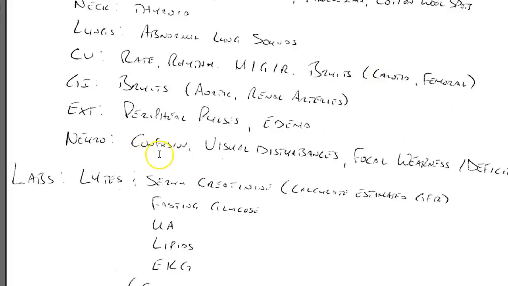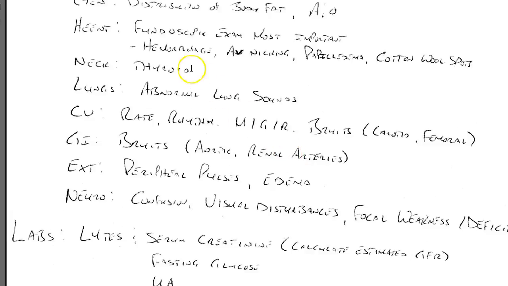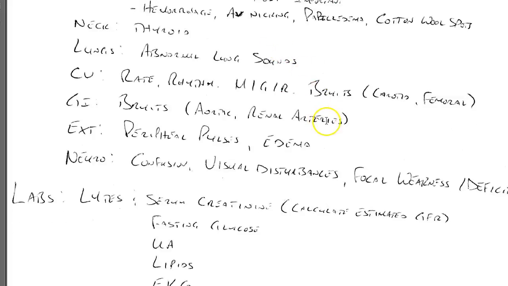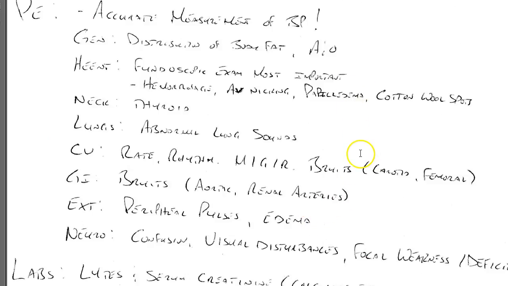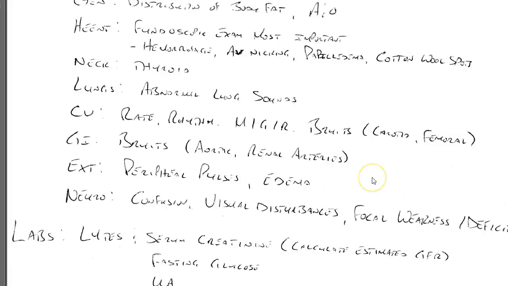And then for neuro, you're going to be assessing for confusion, any visual disturbances. That's why the fundoscopic exam is so important up here under HENT, and any focal weakness or deficits. So that kind of covers the highlights of physical exam on a patient that is newly diagnosed with hypertension or is hypertensive. So you should do all of this at minimum. Certainly there's other stuff that you can do as well, but these are just some of the highlights that I wanted to point out in terms of the hypertensive patient.